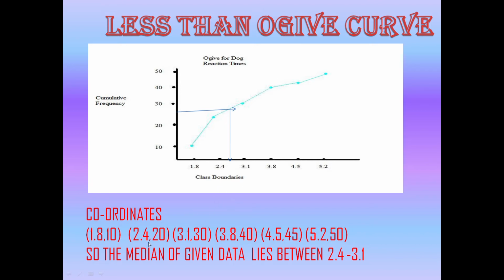Here the first coordinate is 1.8 comma 10, the second one is 2.4 comma 20, the third one is 3.1 comma 30, then 3.8 comma 40, 4.5 comma 45, and 5.2 comma 50. So the curve should be like this. From bottom to top it is in increasing order, that's why it is ascending order, small to big. The curve should be in a convex shape, and already we learned that this is like an S shape.